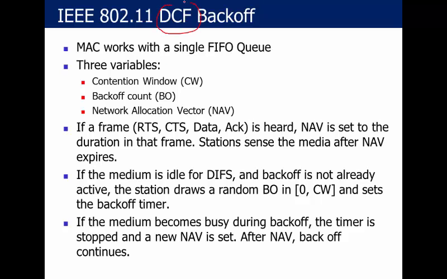Now DCF uses three variables: contention window, backoff count, and network allocation vector. There are frames: RTS, CTS, data frame, and ACK frames, right? If any of these is heard, then NAV is set to the duration of that frame.